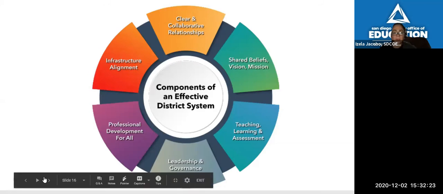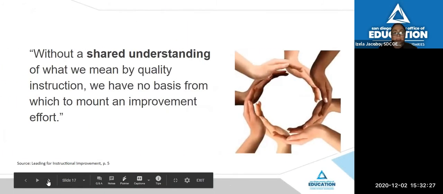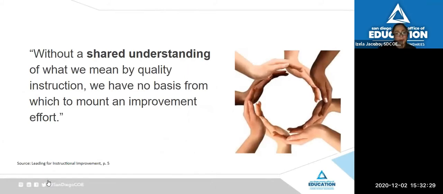We'd like to share with you the next quote from Leading for Instructional Improvement. Without a shared understanding of what we mean by quality instruction, we have no basis from which to mount an improvement effort. So Wright recognizes that and addresses that.